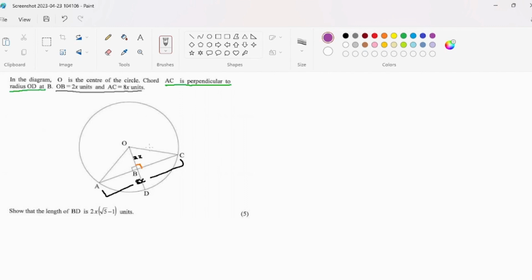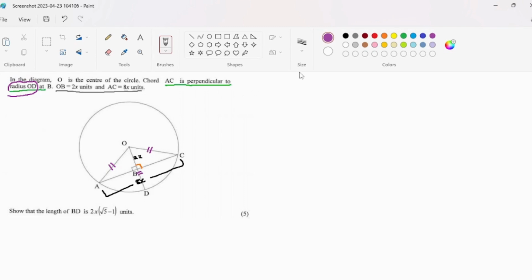We can clearly see that we have a radius, which is OC. The radius is a straight line from the center to the circumference. And then we have OA. So that means these two sides are equal. Since we were told again, guys, that OD is a radius, right? So we must consider it as well. So OD is a radius.